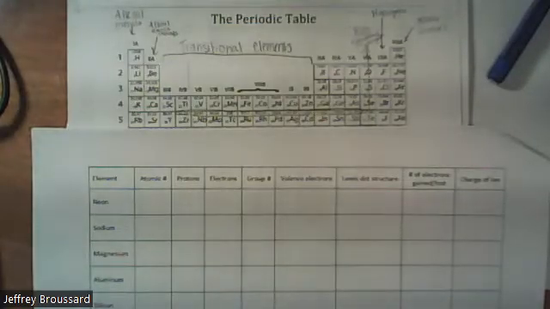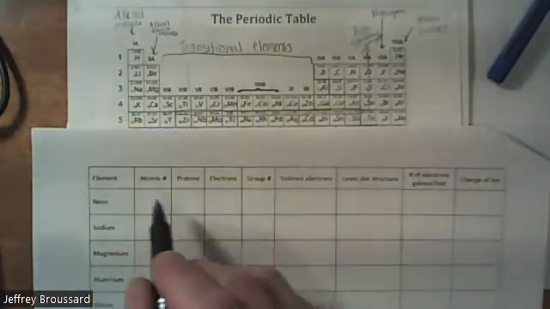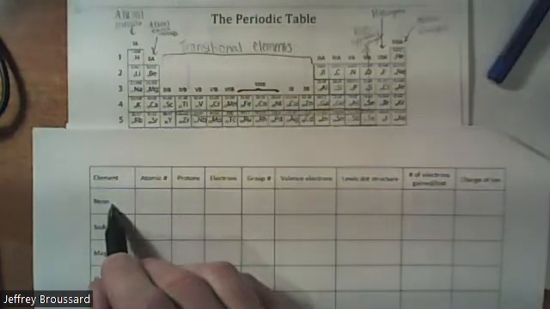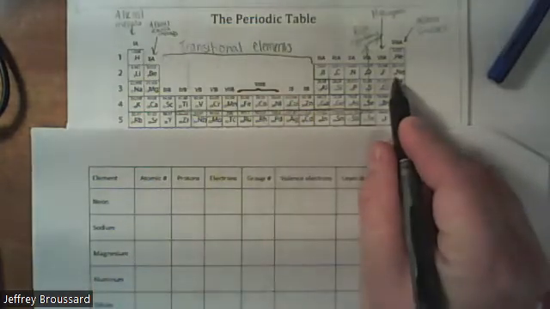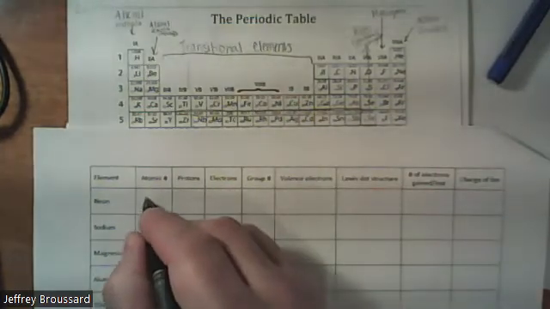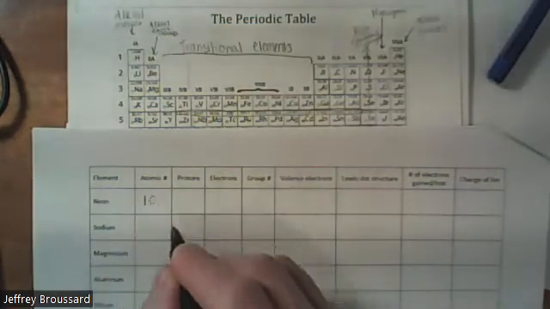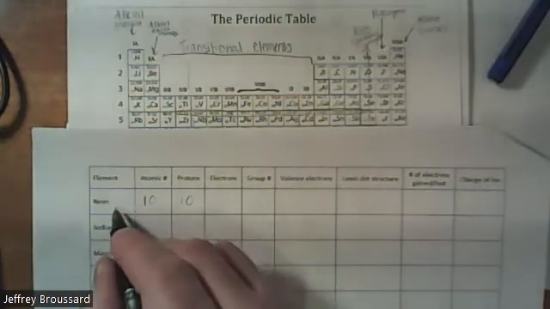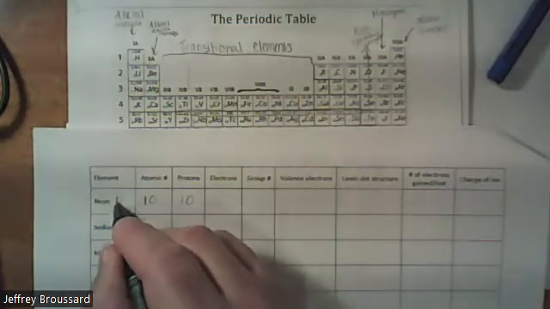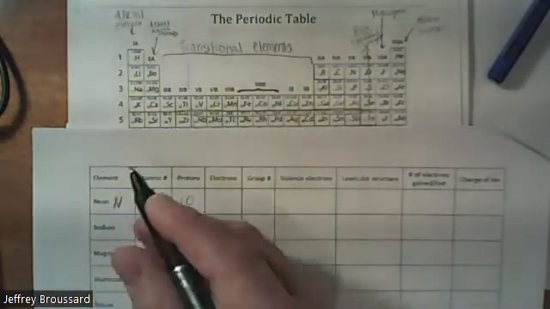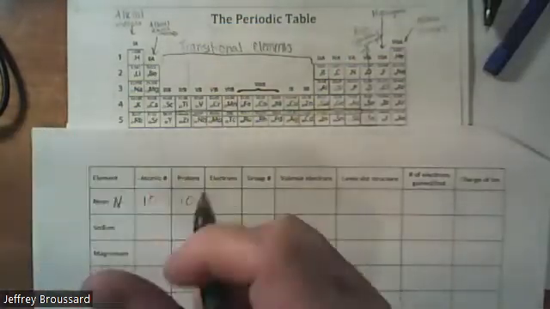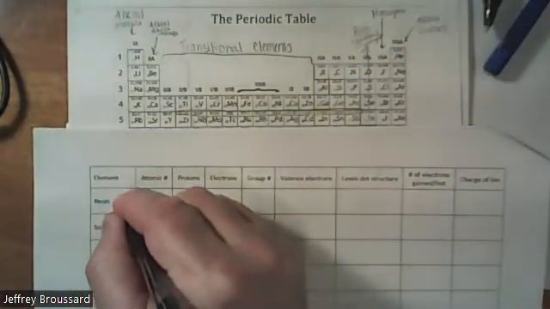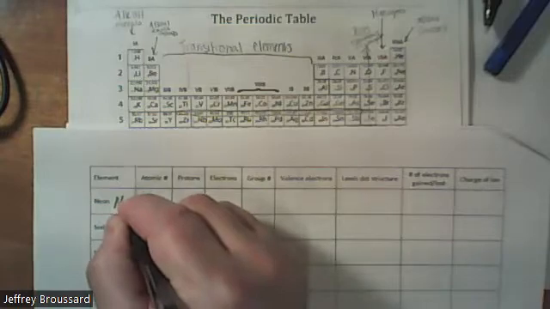So let's start with neon. Neon, its atomic number is 10. That means it has 10 protons. So atomic number 10, 10 protons. And if we are talking Ne, ooh, that's a horrible pen. Let me use this one. Ne with 0 charge.